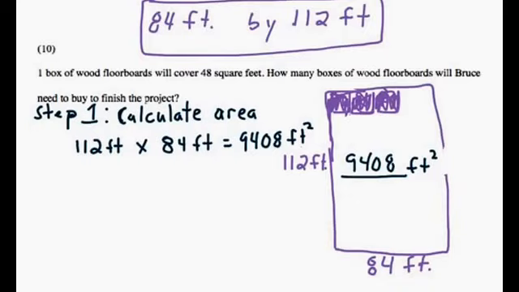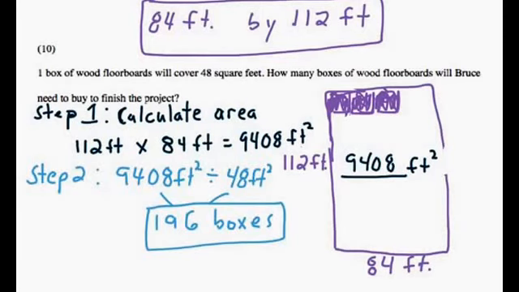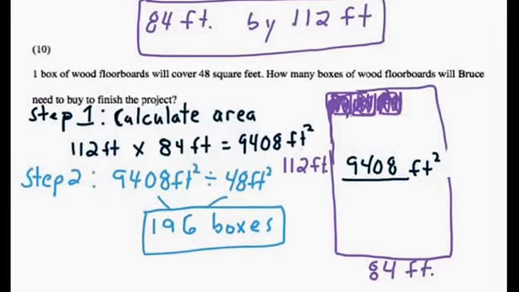So how can we figure out how many boxes they will need to finish the job? So step 2 would be to divide 9,408 square feet by 48 square feet. And when we do that, we would get 198 boxes required to finish the project.